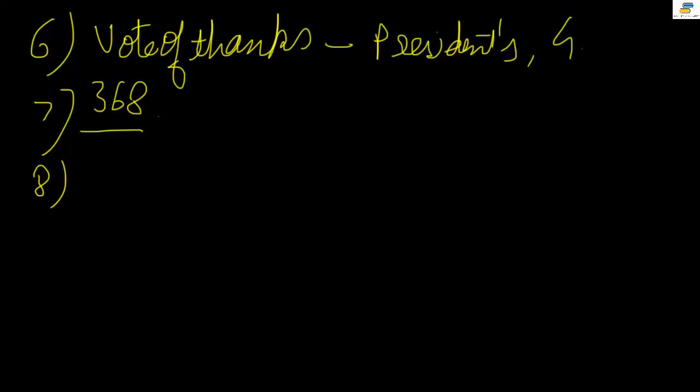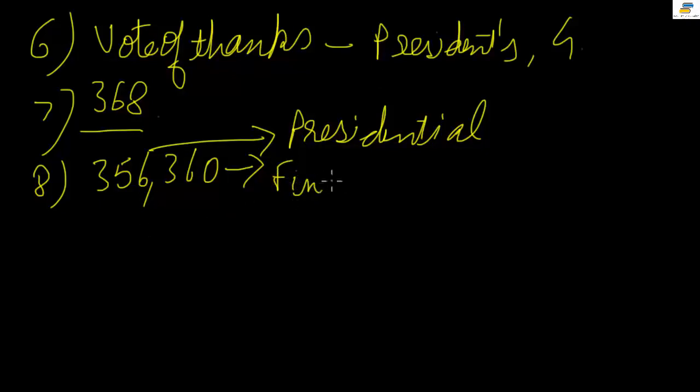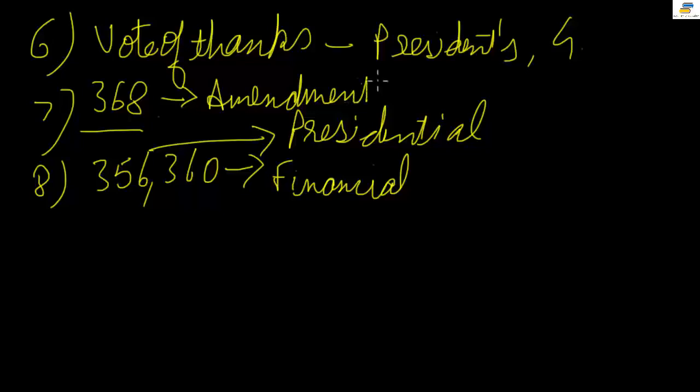Now whenever there is approval given by the houses for the presidential rule, and whenever there is a financial emergency, that is articles 356 and 360 over here. This is the financial emergency, and this is the presidential rule. And this over here was the amendment of the constitution, right? So what else? Where else do we need a simple majority?